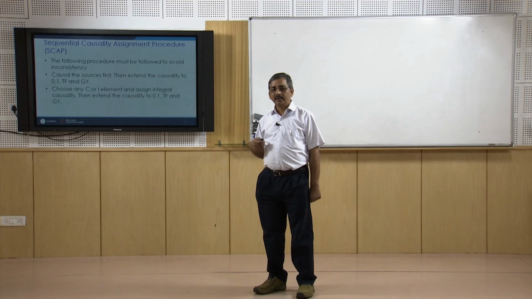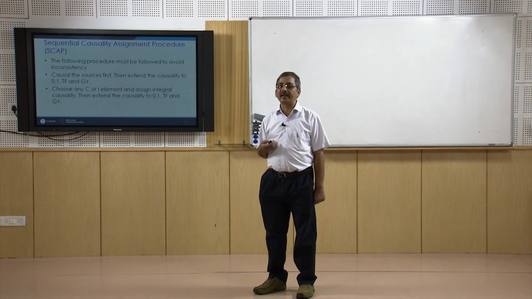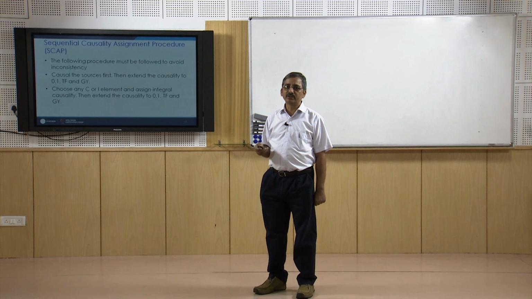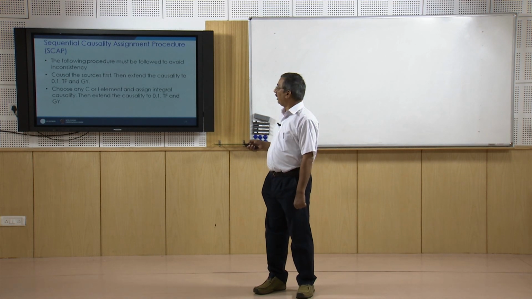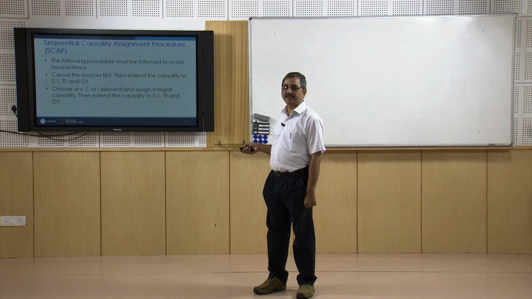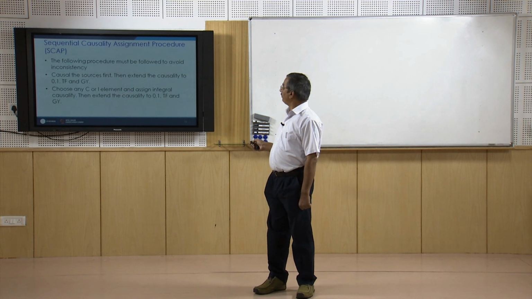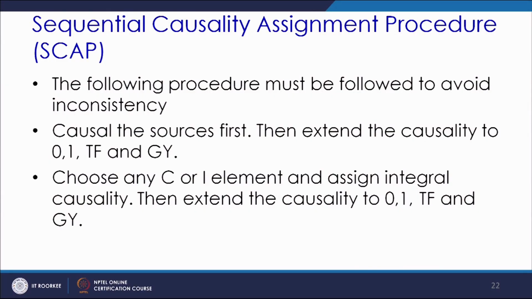Now, how is this causal assignment to be done in an actual bond graph model, so that there is no confusion and no errors or inconsistency in the system modeling? There is a certain procedure which needs to be followed. First of all we causal all the sources, and then extend this causality to the junction elements 0, 1 and the two-port elements TF and GY. After causaling sources, we go for the causaling of the integrally causal C and I elements, and again extend the causality to 0, 1, TF and GY.